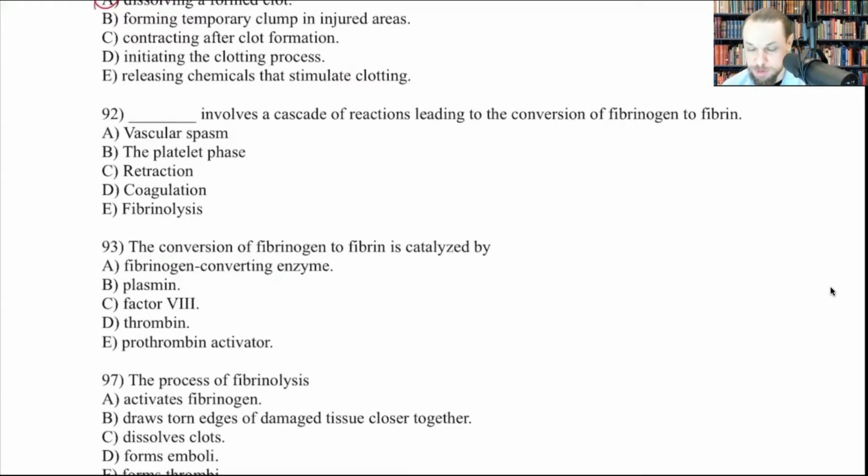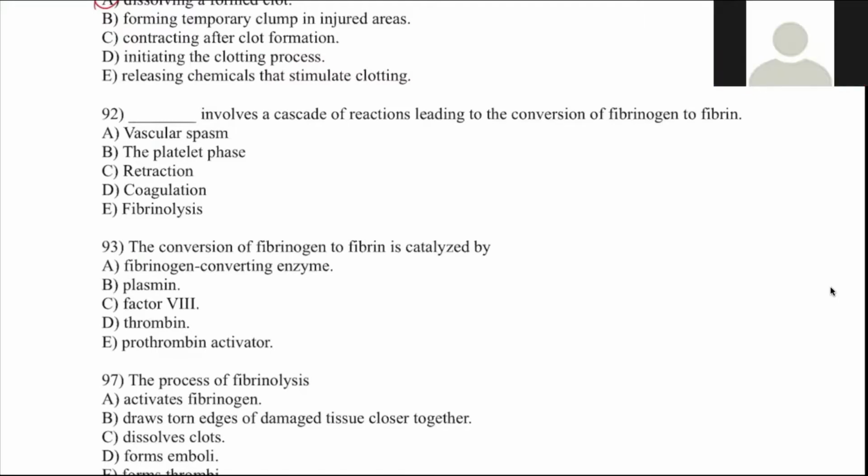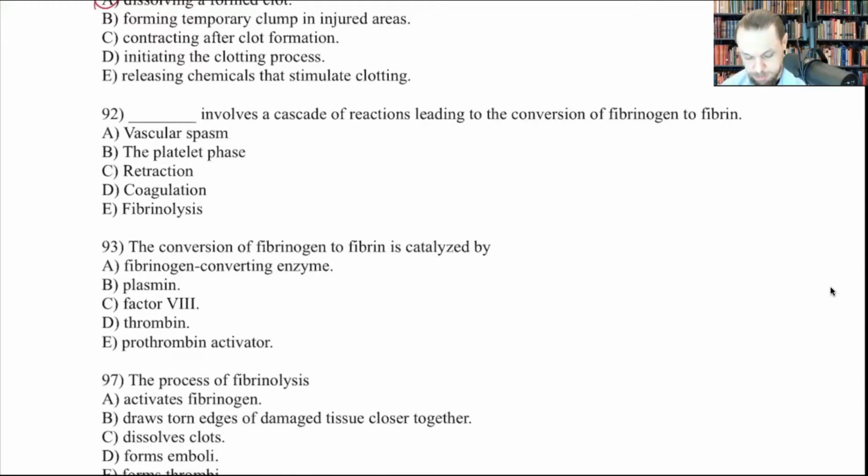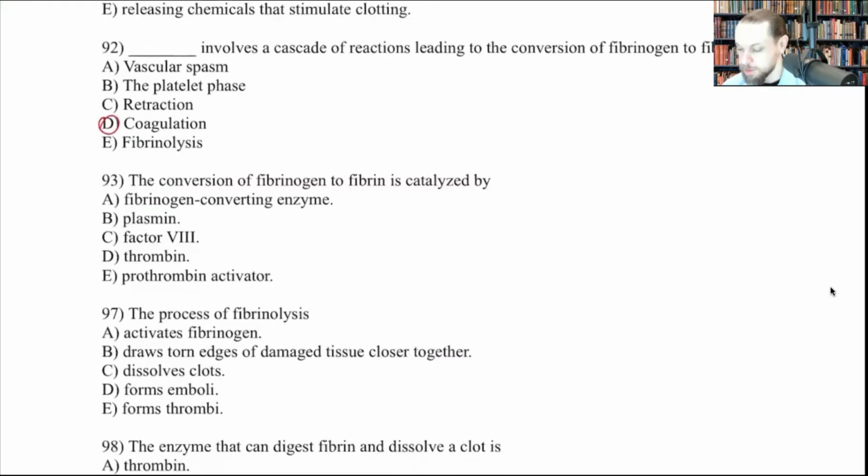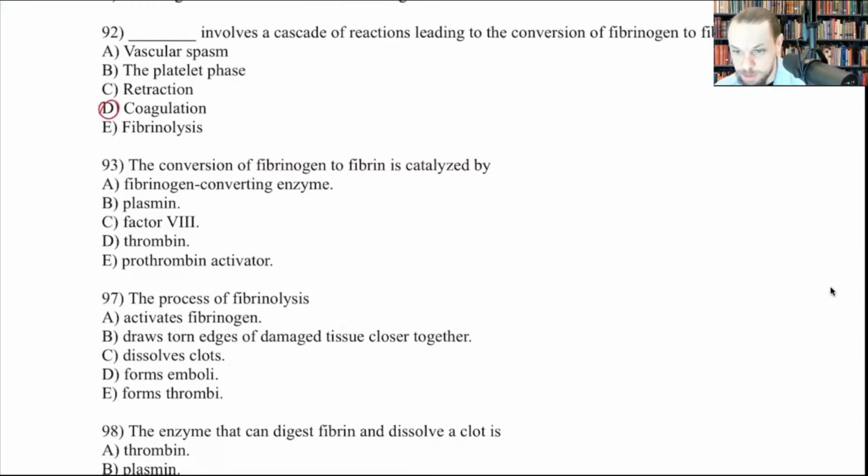All right, number 92, we're going to go to Crystal. Blank involves a cascade of reactions leading to the conversion of fibrinogen to fibrin. It is D. D is correct, yeah. The process of coagulation, right? That's the cascade process. Good. 93, we're going to go to, let's go back to Ian.